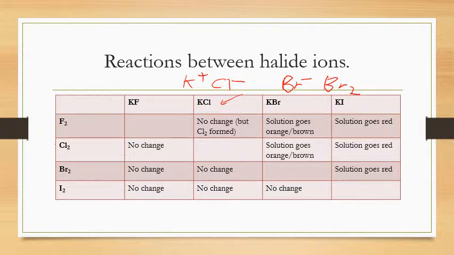Okay, so it's going to be fluorine that is most reactive because obviously it's reacting with the corresponding ions and changing them into the atoms. It's actually taking electrons away, okay, because it's more reactive. And this is an example of oxidation reduction, which we'll look at in more detail next year.